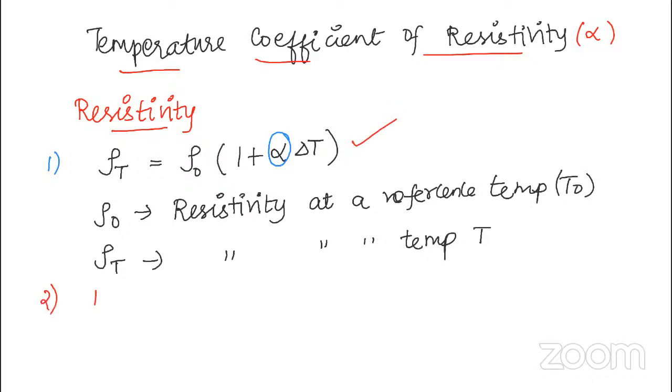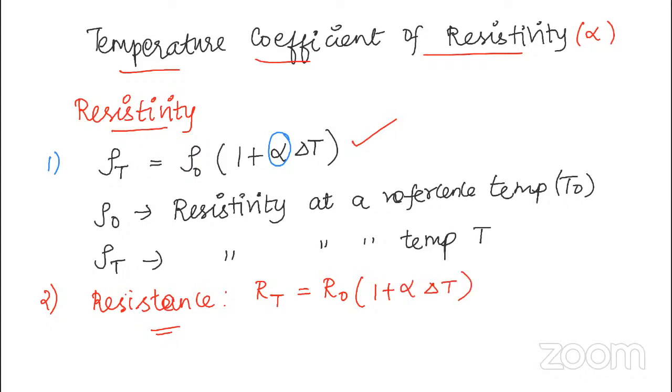Is there a formula for resistance also? Yes. So now the formula for resistance is the same; we can change rho into R. So converting it, it is RT is equal to R naught into 1 plus alpha into delta T. Okay. Delta T is nothing but the temperature difference, so we can write T2 minus T1.